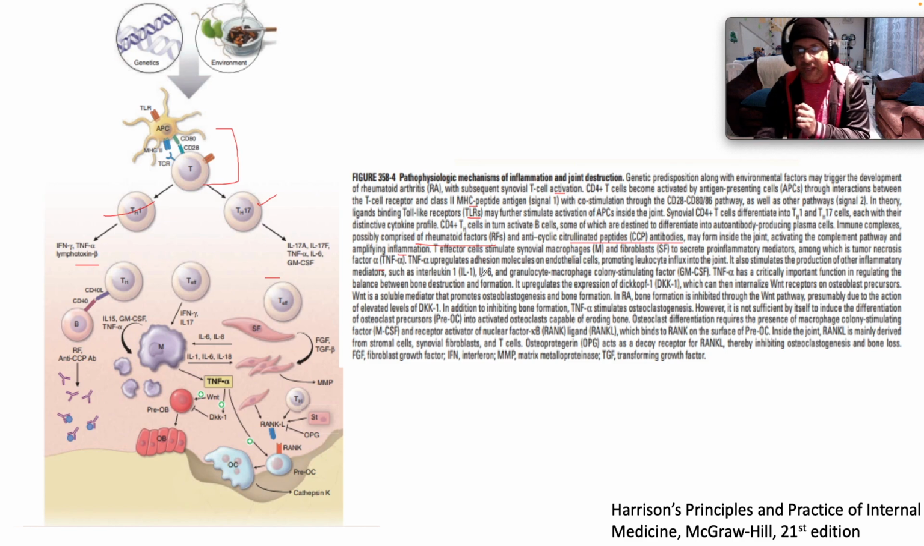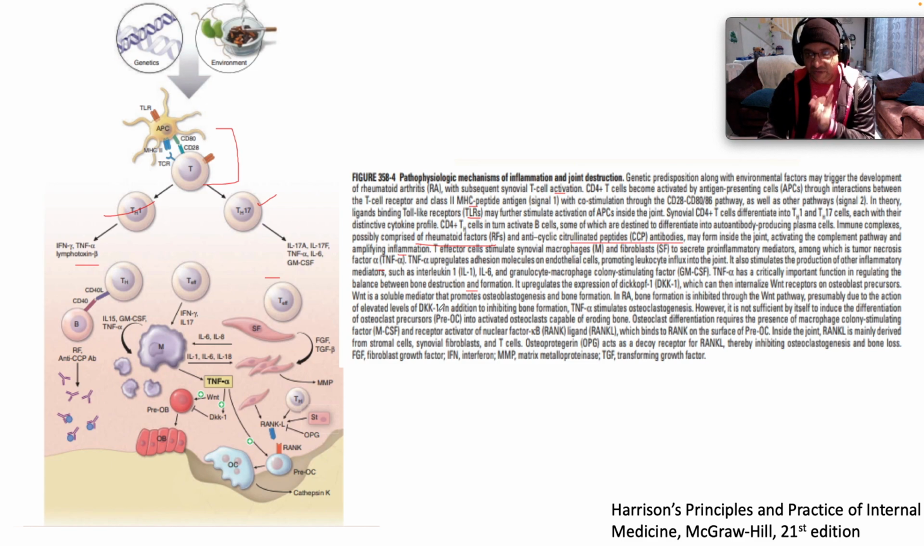factor. Now, TNF alpha has a critically important function in regulating the balance between bone destruction and formation. It upregulates expression of DKK1, which can then internalize your WNT receptors on osteoblast precursors. WNT is a soluble mediator that promotes osteoblastogenesis and bone formation. Now, in rheumatoid arthritis, bone formation is inhibited through the WNT pathway, presumably due to the action of the elevated levels of DKK1. In addition to inhibiting bony formation, TNF alpha stimulates osteoclastogenesis.